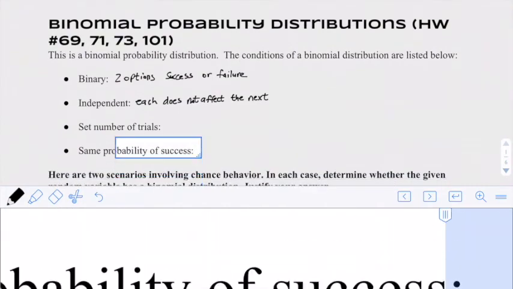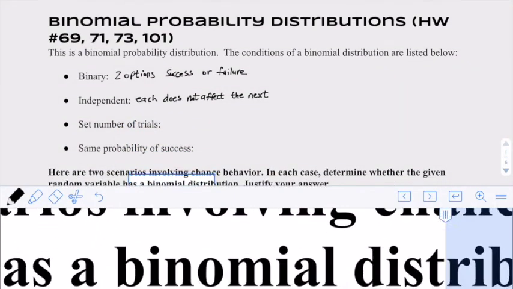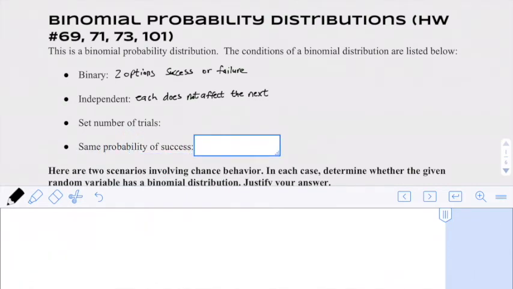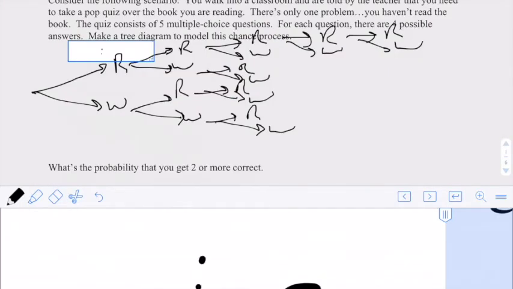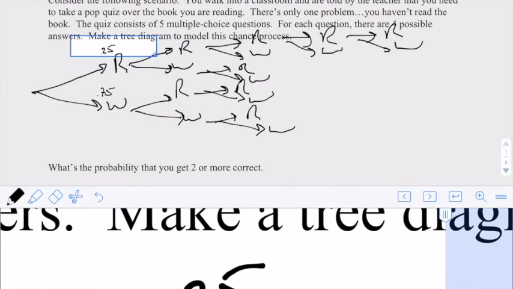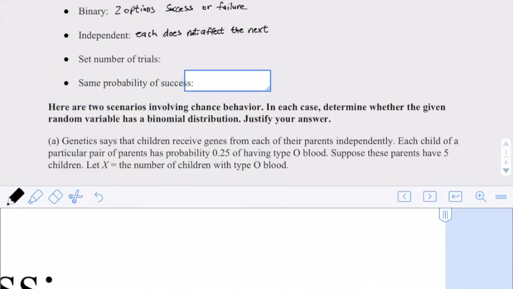There are a set number of trials. So we had 5 trials. Okay, that one doesn't need any explanation. And the same probability of a success each time. On that last one, there's a 25% chance because remember there were 4 options. There's a 25% chance that you got it right and a 75% chance that you got it wrong, right? Because 1 out of 4, 3 out of 4. So the probability of success does not change.